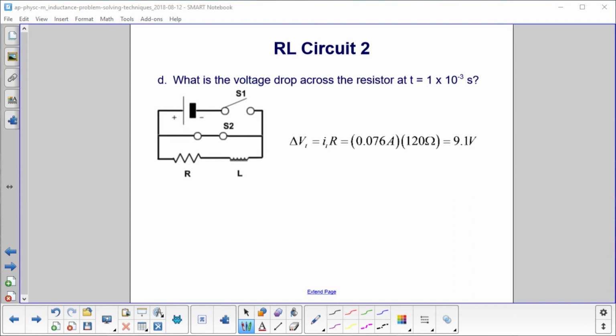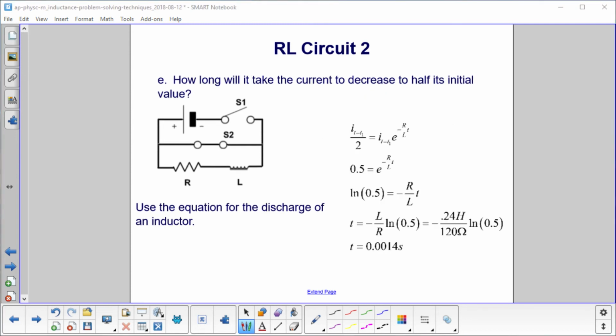What is the voltage drop across the resistor at time equals 1 times 10 to the minus 3 seconds? Well, we found the current at that time, so we just multiply that by the resistance, and we get 9.1 volts. How long will it take the current to decrease to half its initial value?